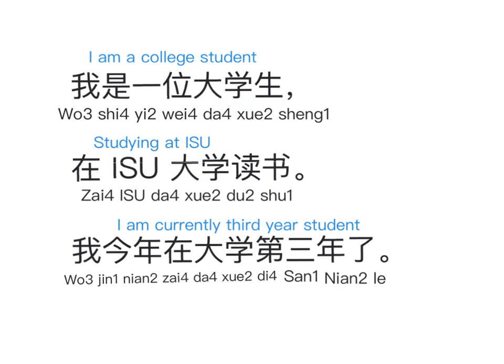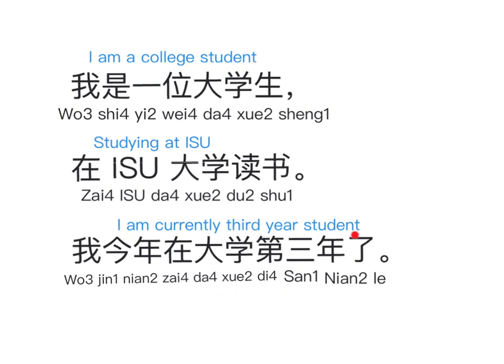Next, 在 ISU 大学读书. Studying at ISU. ISU 大学 is basically ISU University. Since U here stands for university, but we already included it, so we just say ISU 大学. 读书 is basically study, or in this case studying. Next, 我今年在大学第三年了.